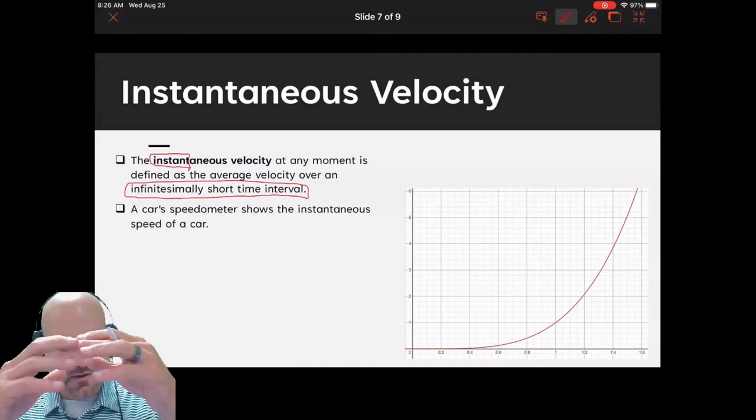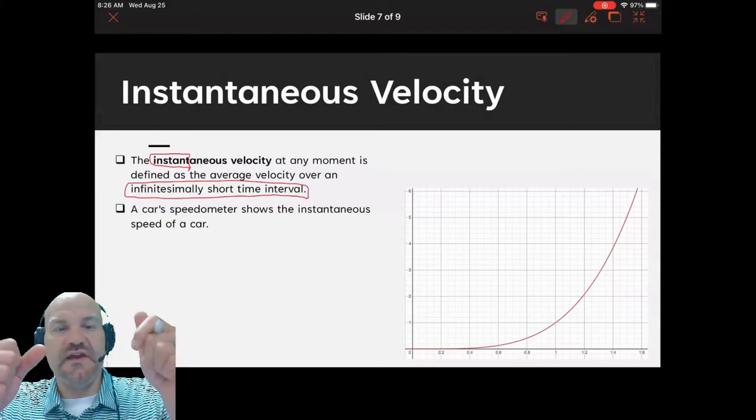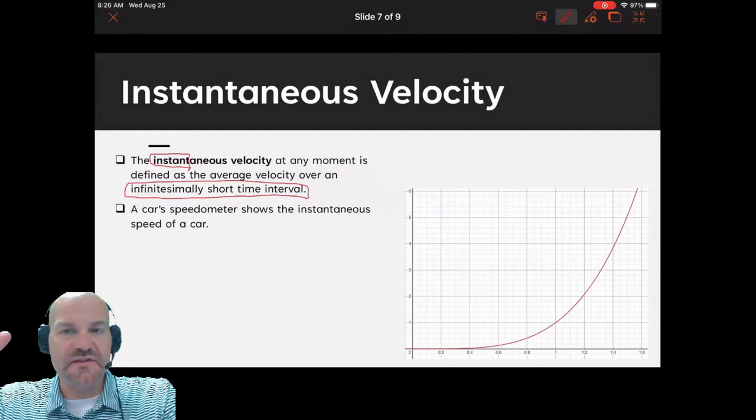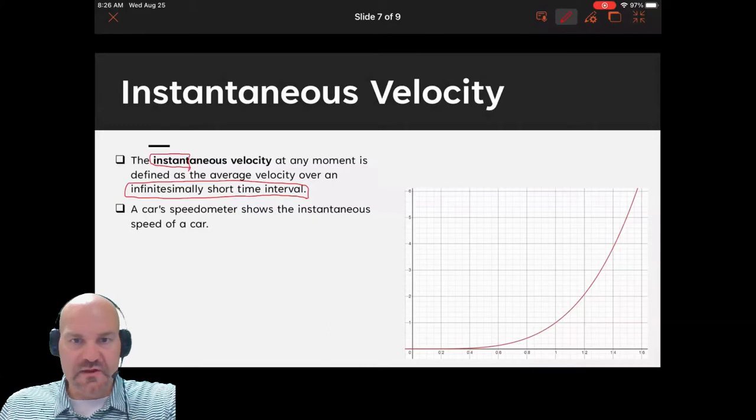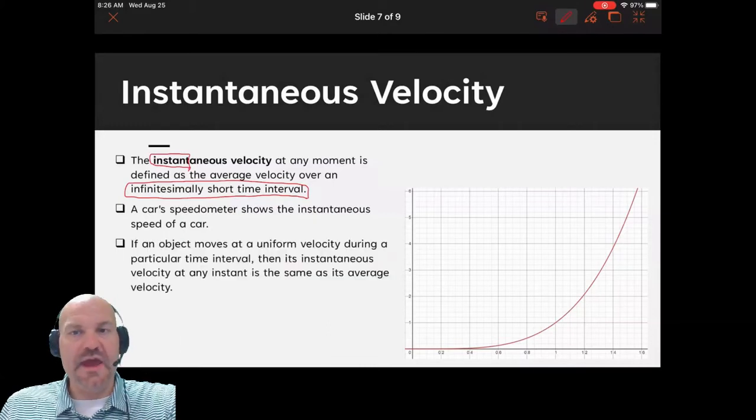Now, a car's speedometer will show the instantaneous speed. It doesn't show us the velocity because it doesn't give us a direction. But what does instantaneous mean? We can look down at the speedometer at any point in time and say, hey, we're going this fast.